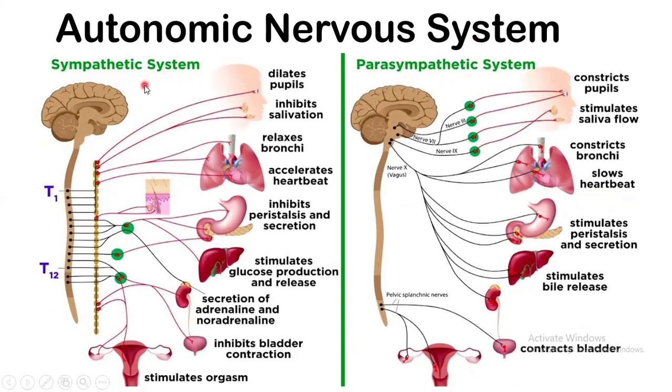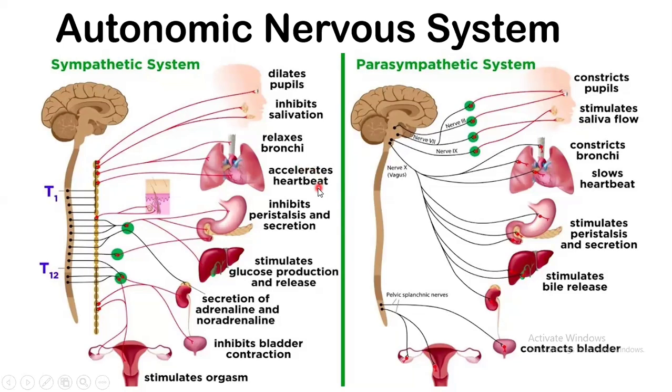The sympathetic system prepares our body for stressful conditions. It arises from the thoracic and lumbar spinal cord. Here it uses the sympathetic chain ganglia to transmit those signals quickly. As we all experience in conditions like fight or flight mode, it causes dilatation of our pupils, inhibition of salivation, and relaxation of the bronchi.